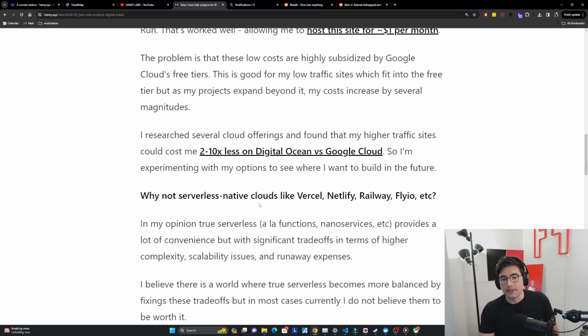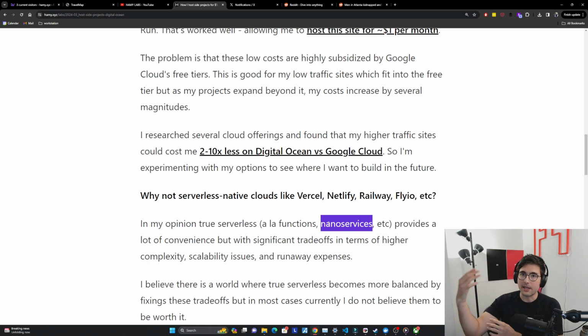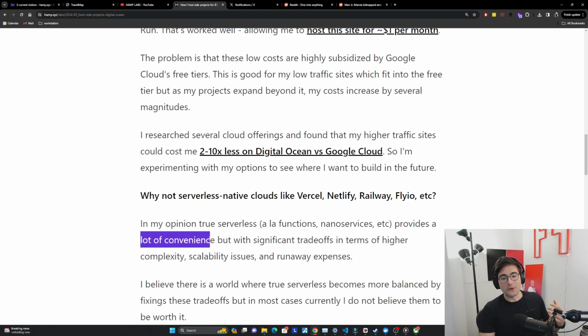Okay, why not serverless native clouds like Vercel, Netlify, Railway, Fly.io, etc.? I think there are a lot of really great newer clouds out there, but I've mostly stayed away from them for the same reasons. The main reasons are that they're really true serverless. What they're trying to provide is functions or nano services, this idea that you give them the code and you don't worry about the infrastructure it's on. I think this is great in some ways, and it provides a lot of convenience. If you're there for convenience, it's great.